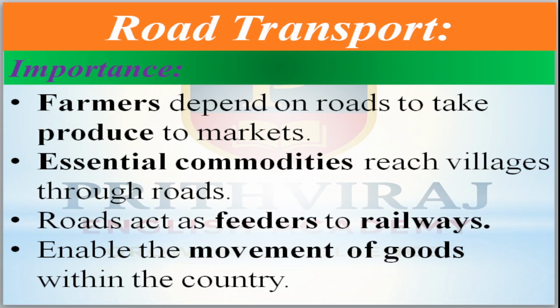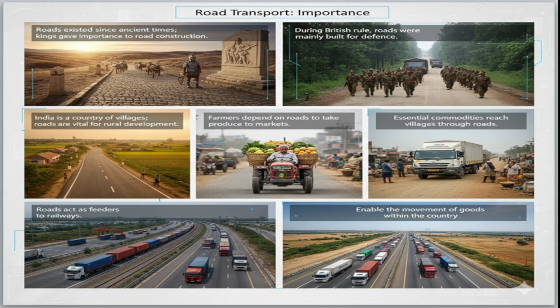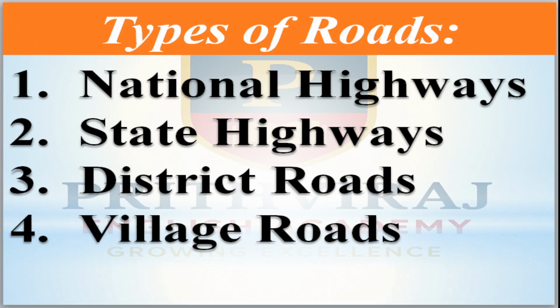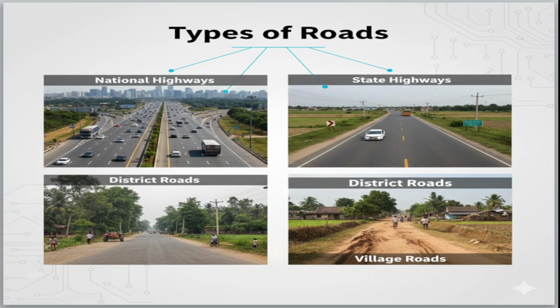Okay, and it will make the movement of goods within the country easy. Roads are the ones that make the movement of goods within a country easy. Okay. Now come to the next topic, the types of roads. In roads we have four types.